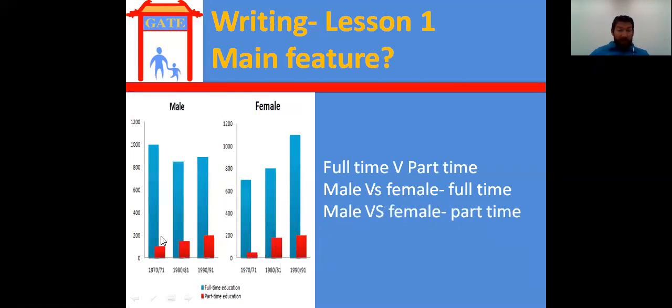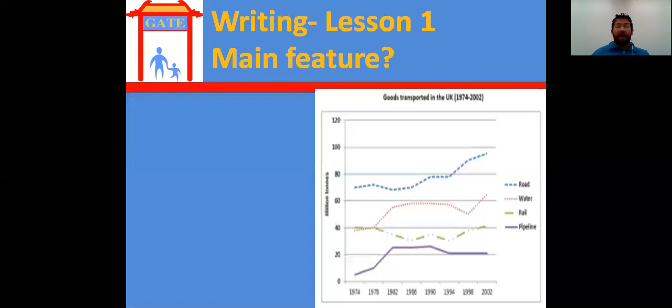Okay, so for this one, males increase slowly and steadily, starting higher, but finishing with the same number as female part-time students. However, females started very low and increased dramatically between 1970 and 1980. Something like that. Okay. The other one I sent you, a line graph.